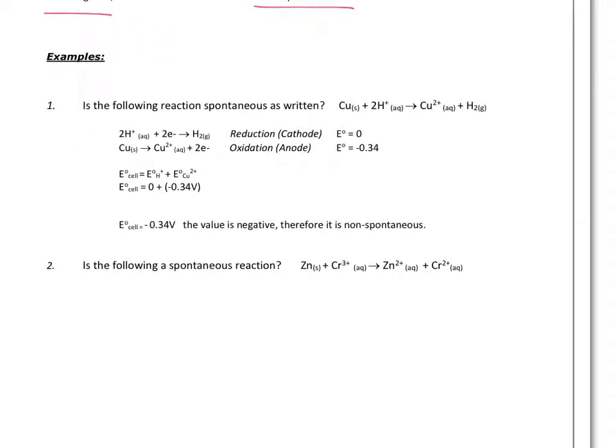So if we look at the first example that's shown, we've been asked if the reaction that's given is spontaneous as written. Therefore, they broke it up into their two half reactions where hydrogen is undergoing reduction and copper is undergoing oxidation. They found them in the list and added them together and got an overall negative 0.34. Therefore, it is not spontaneous.